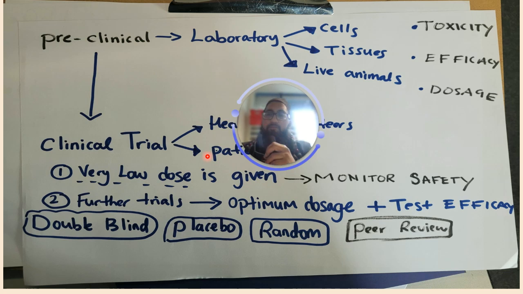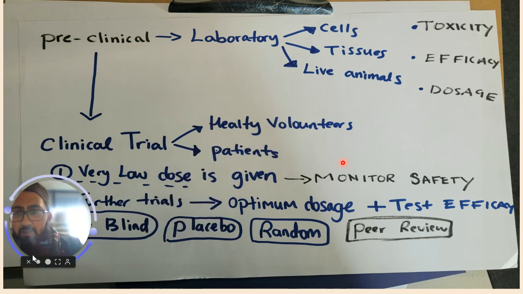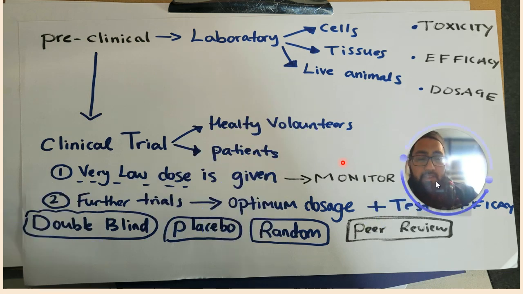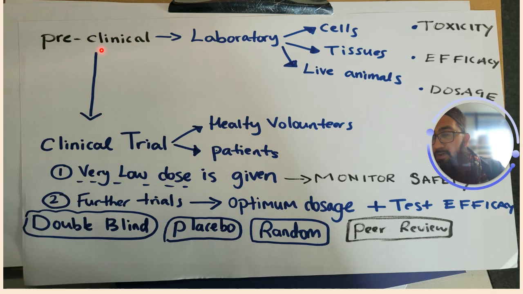So let's start. We have two stages. The first stage is the preclinical stage, and the second stage for the exam is called the clinical stage or the clinical trial stage. So what do we need to know for the preclinical stage? It happens in a lab, in a laboratory. That's very important. You have to mention the word. It happens in a laboratory, the preclinical stage.